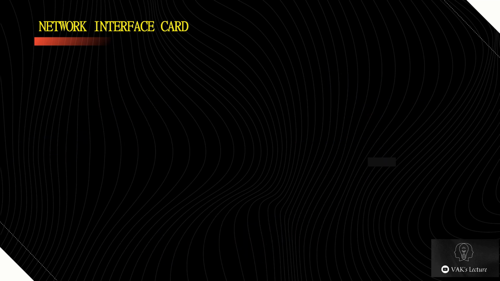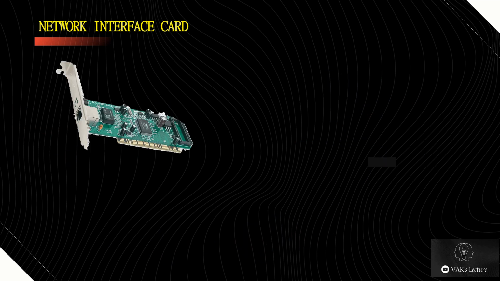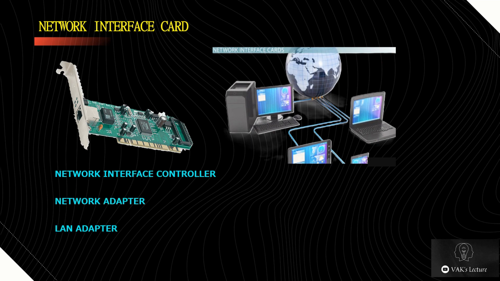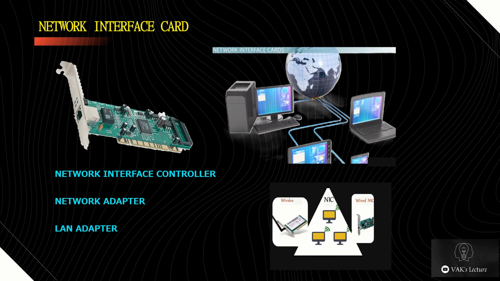So, Network Interface Card or NIC is a separate computer hardware component present in our computer used to connect and share data among number of computers. Network interface cards are also called as network interface controller or network adapters or LAN adapters. Network interface cards can be wired or wireless.